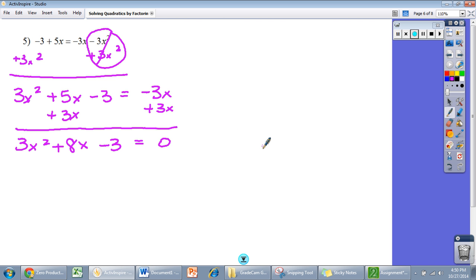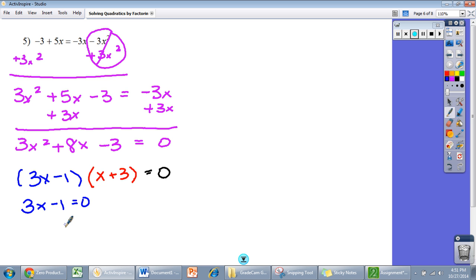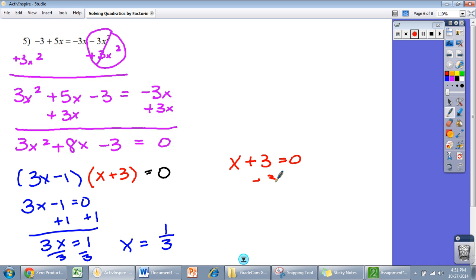I'm now all set to factor this. So I'm going to pause the tape while you go ahead and factor it, and we'll compare our results. Okay, how'd you do? When I factored, I got (3x minus 1) times (x plus 3). So we're going to set the first binomial equal to 0, and we can solve it. We're going to add 1 to both sides, and now we're going to divide by 3. So for this problem, I get x equals 1/3. Let's do my second binomial, the x plus 3, set it equal to 0. Subtracting 3 from both sides, I get x equals -3.